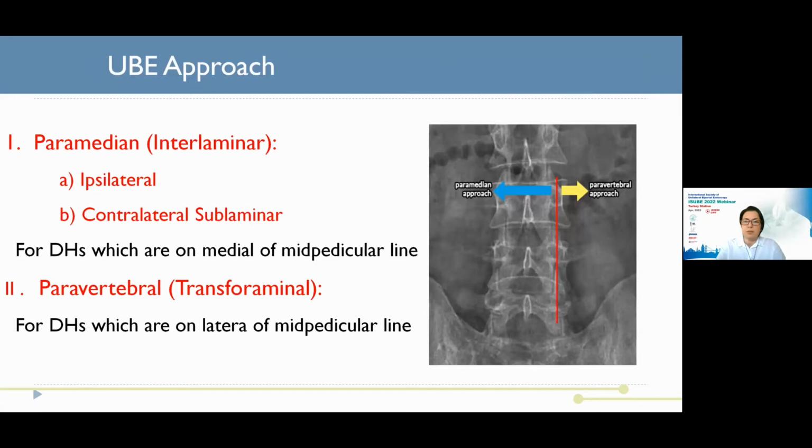There are 2 basic surgical approaches in UBE, depending on the pathology and the location. For pathologies which are medial to the pedicle midline, the paramedian approach is applicable. For disc herniations which are lateral to the pedicle midline, the paravertebral approach is applicable. We use the paramedian approach for central, paracentral, and lateral recess pathologies, and we use the paravertebral approach for intraforaminal and far lateral disc herniations.